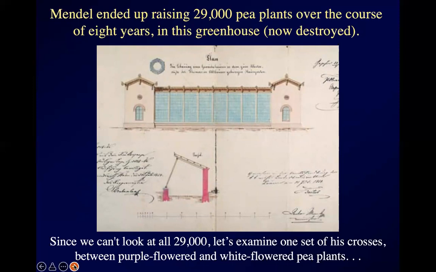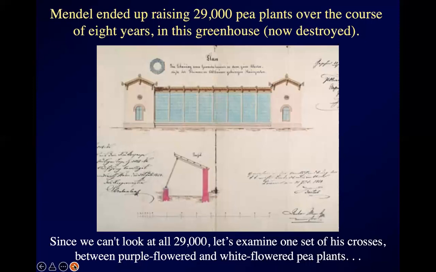We're not going to look at all 29,000 pea plants, so let's look at one set of his crosses. Mendel would take pollen from purple-flowered pea plants and use it to fertilize the eggs of white-flowered pea plants. He did it both ways, by the way. He also took pollen from white-flowered pea plants and used it to fertilize the eggs of purple-flowered pea plants.